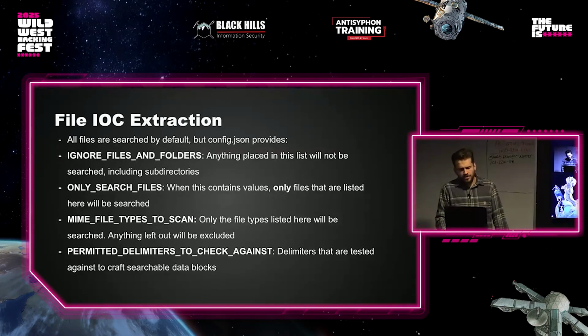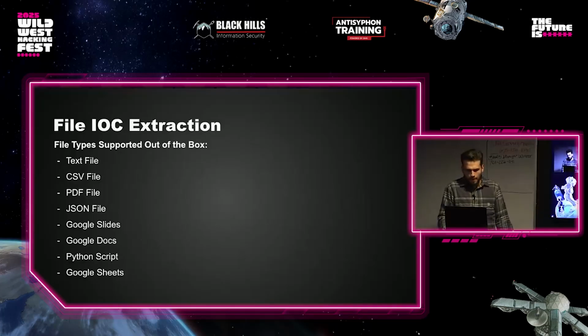In terms of the IOC extraction step, we have basically a bunch of filter criteria. So, hey, I only want you to look at these files. I only want you to look at these folders. Do not look at these folders. Do not look at these files. The permitted delimiters to check against is the only real weird one. That's basically how do we want to splice these lines up? Do we want to use new lines? Do we want to use semicolons? Do we want to use commas? Do we want to use all of them? Again, you have the flexibility to do that depending on how long you want your runtime to be.